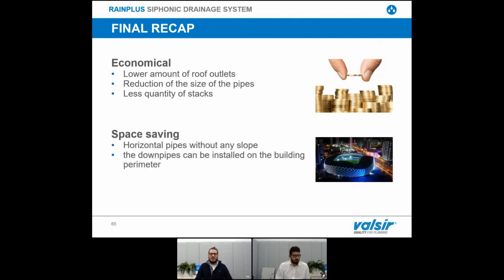Then you have space saving advantages because the horizontal pipe has no slope, so you can install it at the level of the roof without losing any space inside the building. And the down pipe can be installed wherever you want at the building perimeter, so you can customize the system according to the client's needs. If you want the stack in the corner, you can put the stack in the corner, and we'll bring the water to that point with the collector at the level of the roof without losing any space.